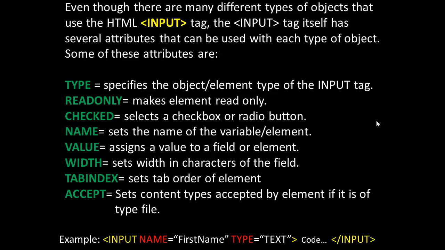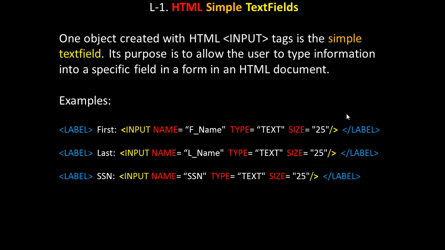Here's an example of an input tag that is of type text. So in other words, it would create a text field, and it would be called first name. One object created with HTML input tags is the simple text field. Its purpose is to allow the user to type information into a specific field in a form in an HTML document. For example, here we have three text fields, one for first name, one for last name, and one for social security number.